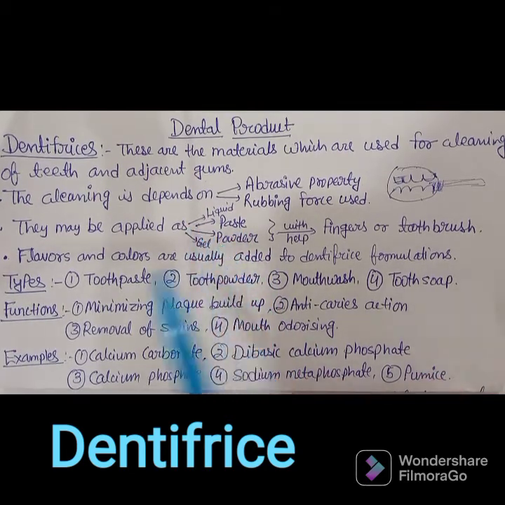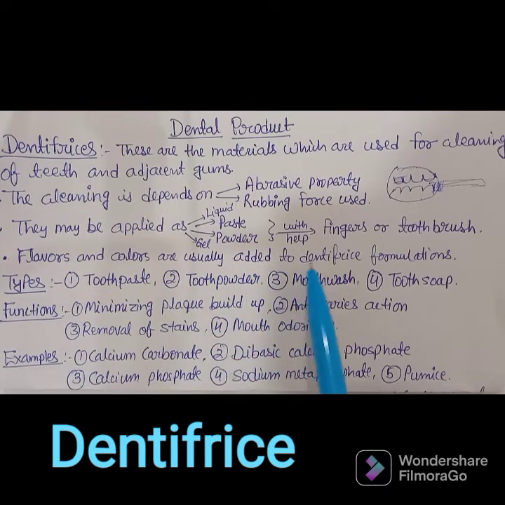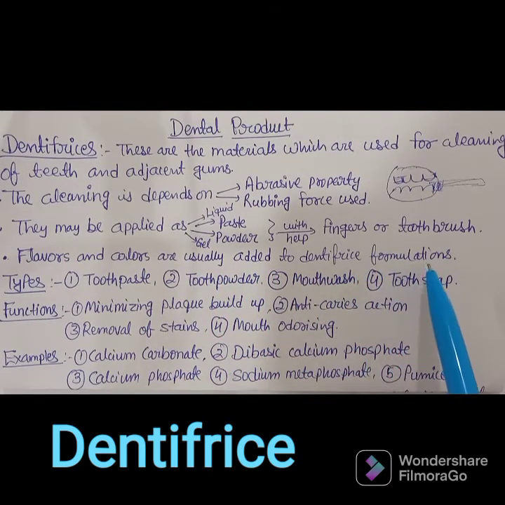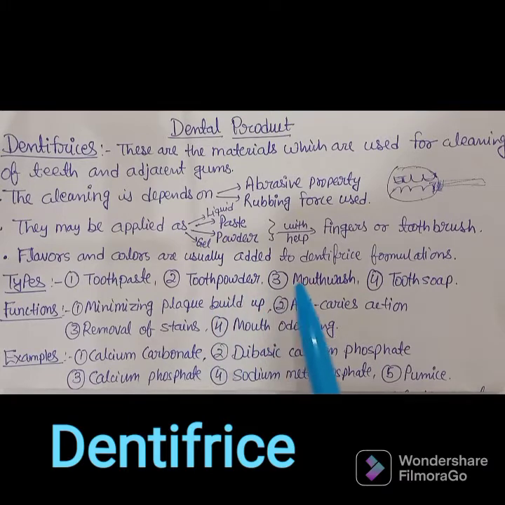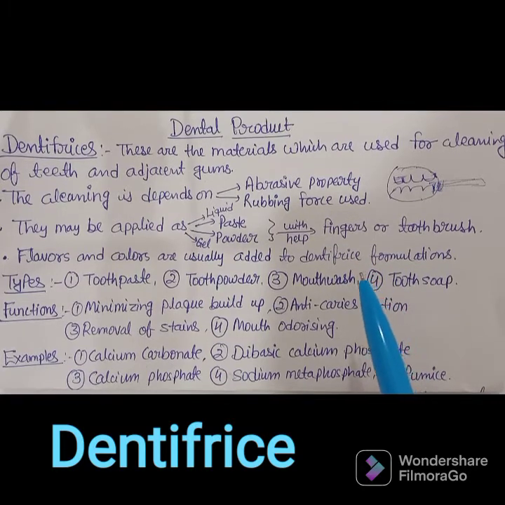Those are dentifrices. Flavors and colors are usually added to dentifrice formulations. It may have different types of flavor and taste, and different colors, white color, red color, like Babool, Colgate, and Dantkanti comes in brown color, right? Color and flavor vary from company to company.